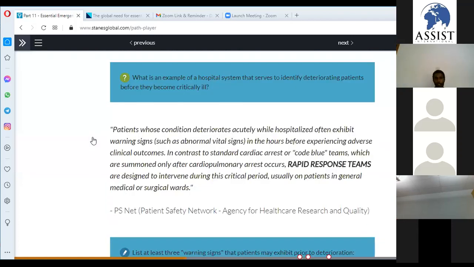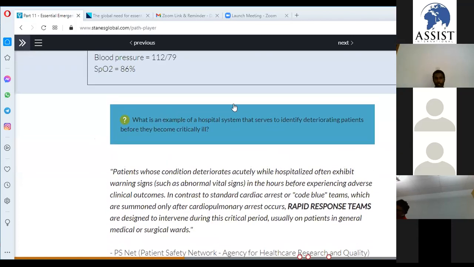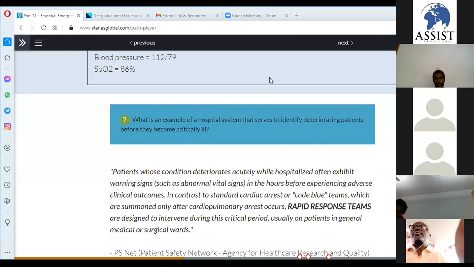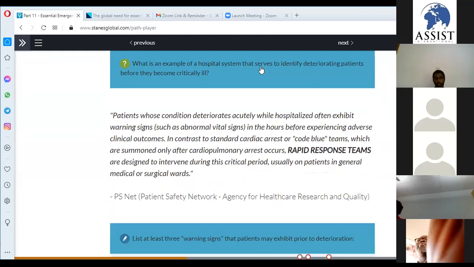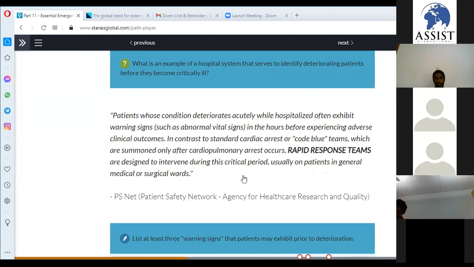After identifying these patients, we need to develop a system to identify deteriorating patients early so that we can initiate appropriate care. These systems are called the rapid response teams. Rapid response teams are designed to intervene during critical incidents, like in the ward, in the emergency department, whenever necessary.